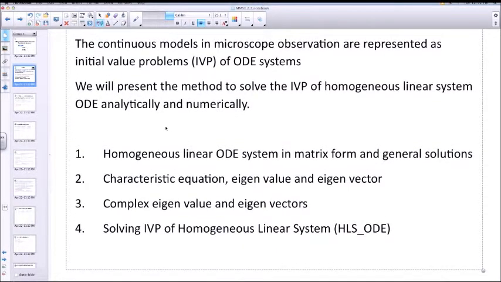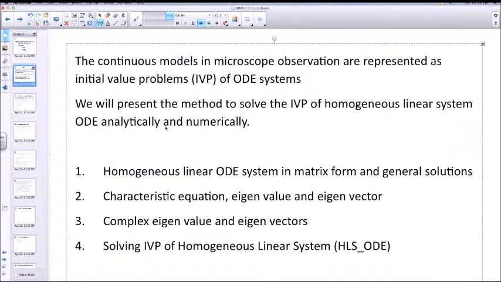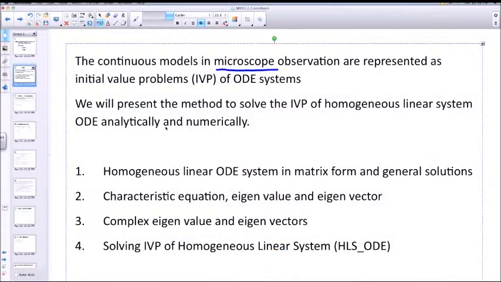So as we discussed in the classification of mathematics models, there are two types of observation scope. One, we call microscopic observation. Another one, you remember, is called macroscopic observation. In microscopic observation, our mathematics model typically will be represented as an initial value problem, IVP in short, and the ordinary differential equation. In this ODE, you only have one independent variable, typically the time t.